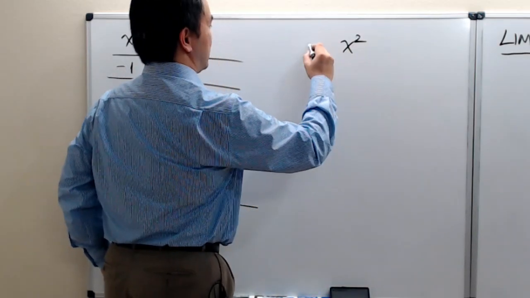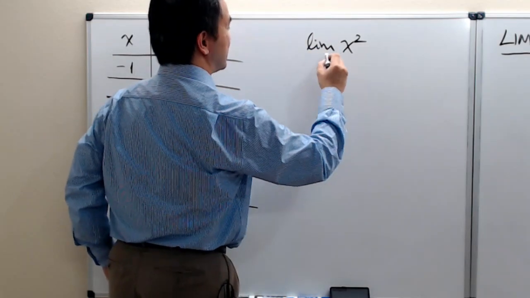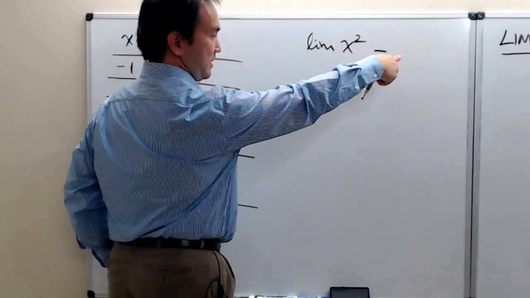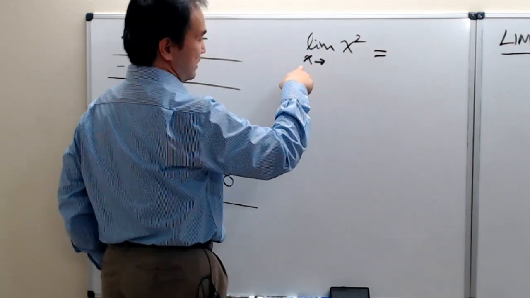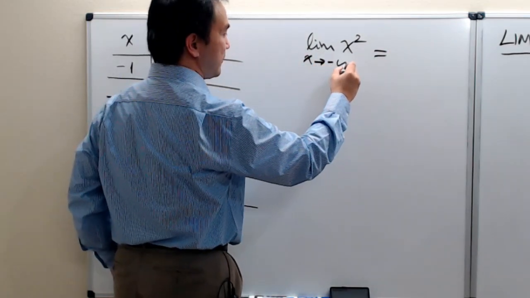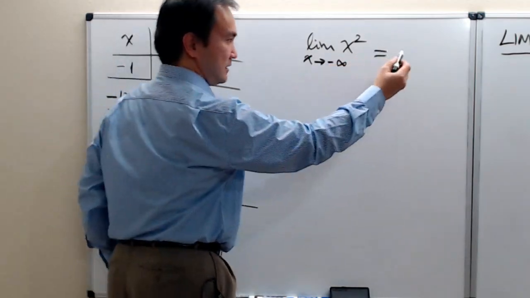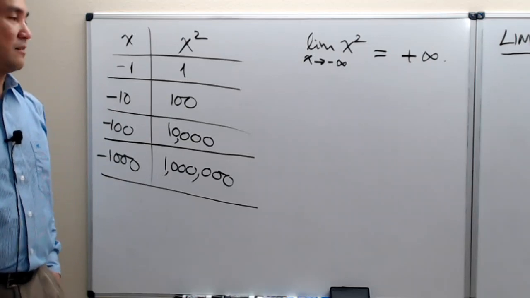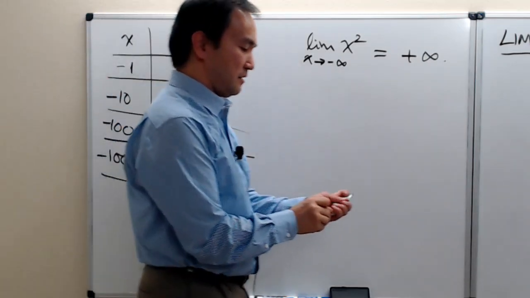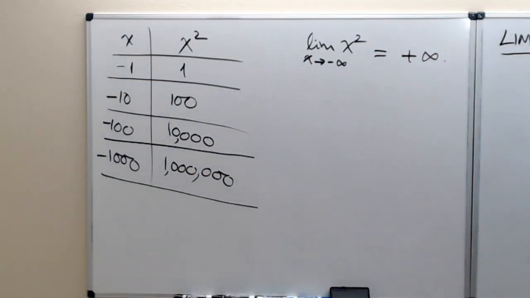That x squared has limits. Make an estimate for yourself as I'm completing my statement here, but as x is getting to negative infinity, this function has limit positive infinity as well.